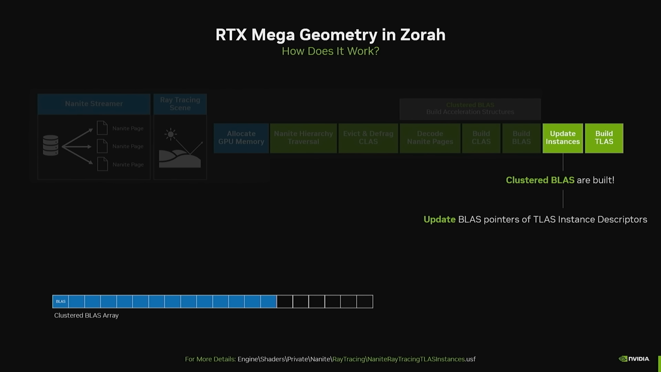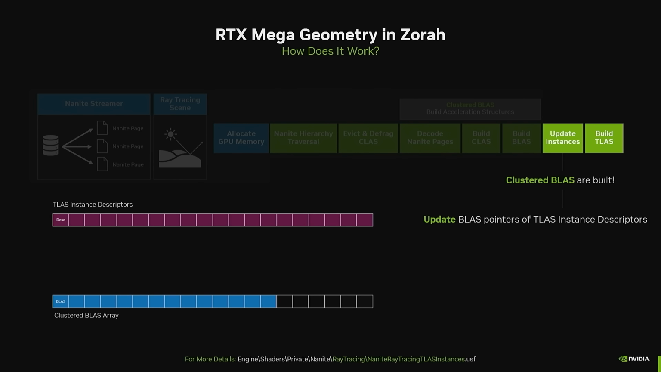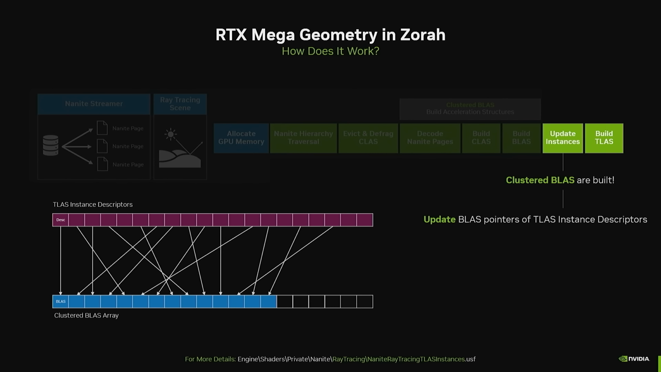And we have one more step to do, which is we need to update the BLAS pointers of the TLAS instance descriptors. So if we don't do this, Unreal will use the proxy mesh BLASs for ray tracing. So we'll want to update those to point to the new ones, the new clustered BLASs that we just built. And then finally we can build the TLAS and do some ray tracing.